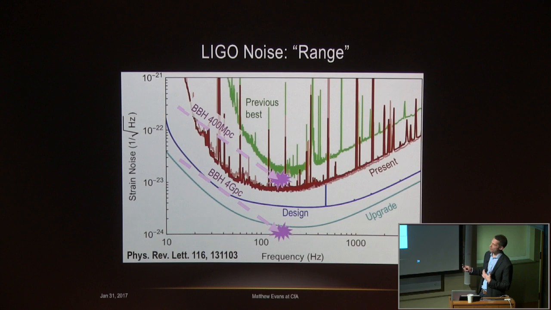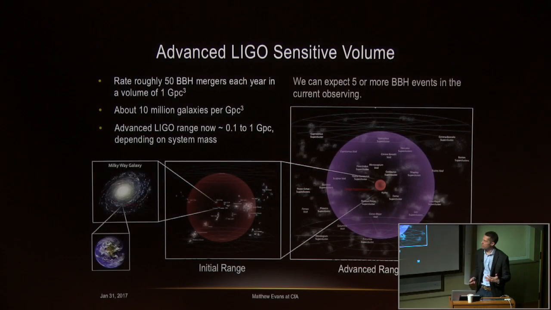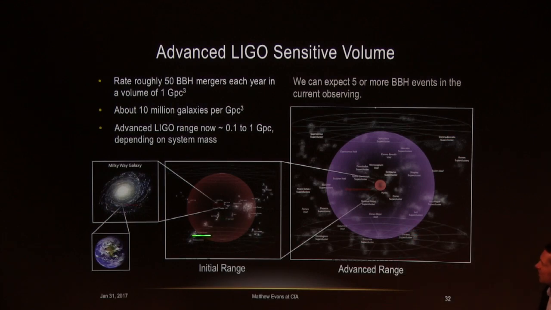Okay, so as we improve the sensitivity, when we get to design, we'll be able to just barely hear something like the first event out to 4 gigaparsecs. If you think of that in terms of the volume of space, right, this is us, galaxy, this is initial LIGO range, the green curve on the earlier plot. This is initial LIGO compared to advanced LIGO. Right? The volume in space is going with the cube of that distance. So we actually win a lot with this factor of 3.